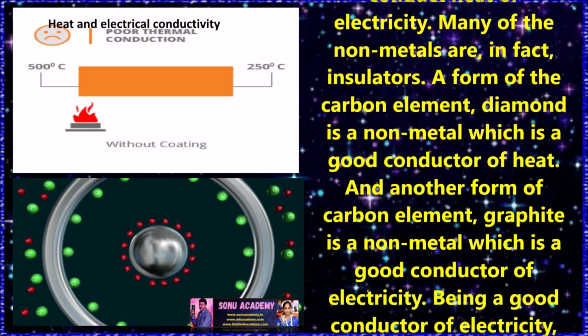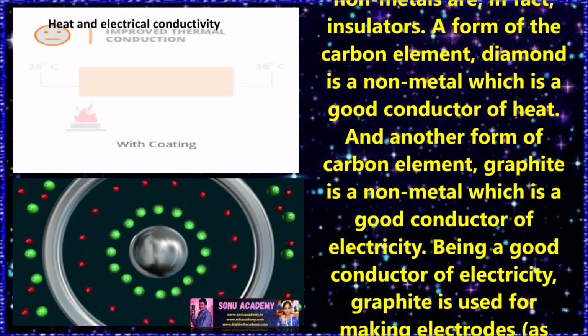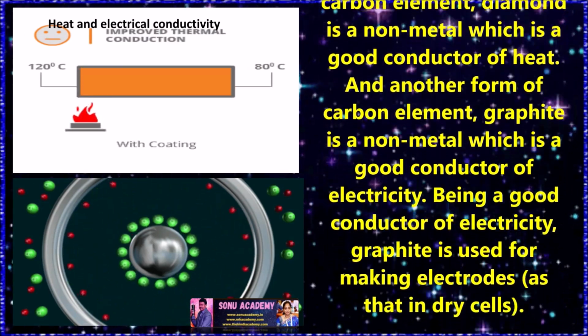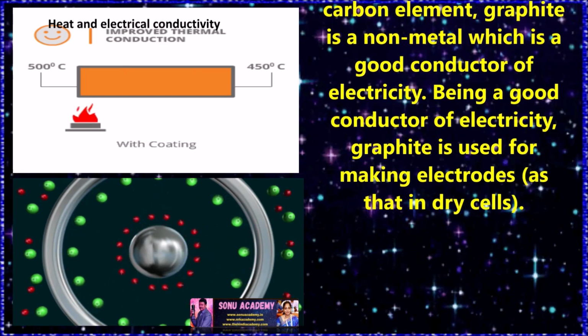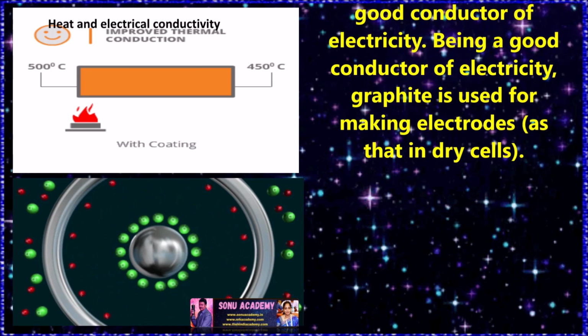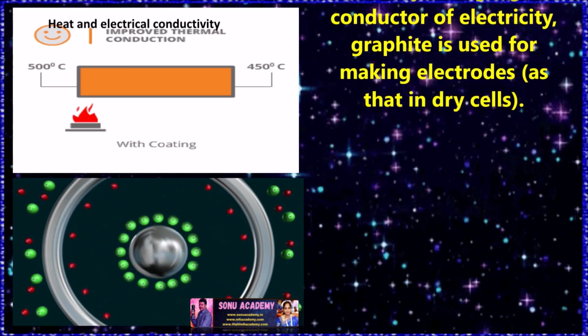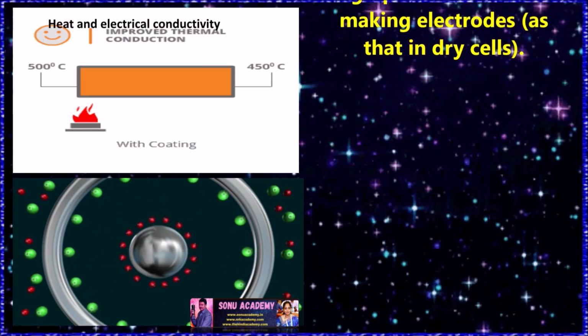A form of the carbon element, diamond, is a nonmetal which is a good conductor of heat, and the other form of carbon element, graphite, is a nonmetal which is a good conductor of electricity. Being a good conductor of electricity, graphite is used for making electrodes, as in dry cells.